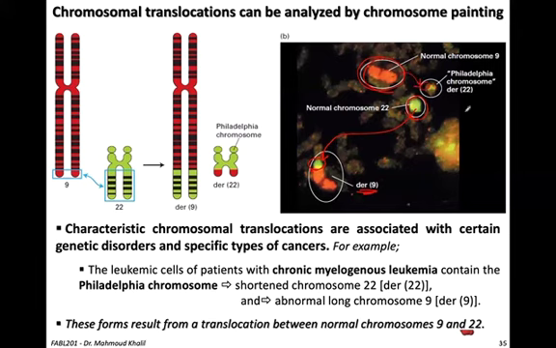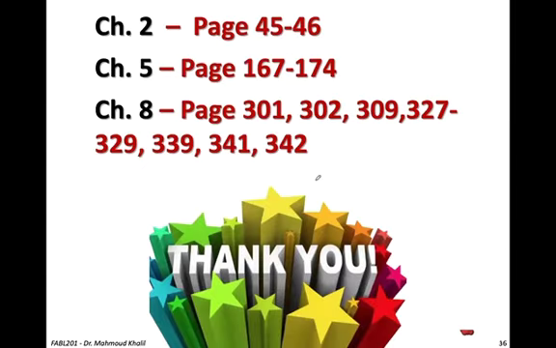So the existence of these abnormal translocated chromosomes, which is called the Philadelphia chromosome, is very indicative of this type of leukemia, of cancer, which is called chronic myelogenous leukemia. And from this slide, you can understand how important the process of staining chromosomes is to identify any chromosomal anomalies or abnormalities.